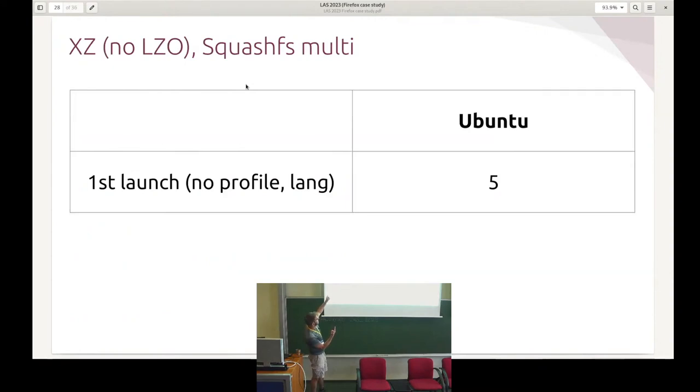This is Ubuntu using X8O, Squashfs multi. We improve 66% just by changing the Squashfs decompression, even without the change of the algorithm itself. So we now get Fedora level results by changing the configuration to match the Fedoras in terms of the kernel Squashfs.